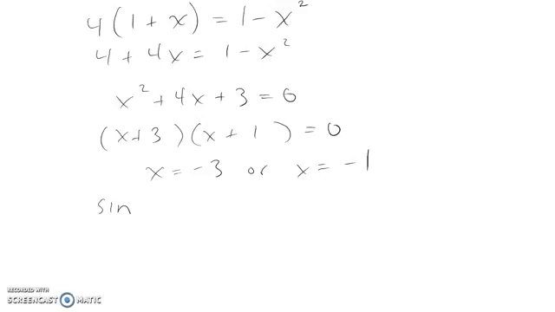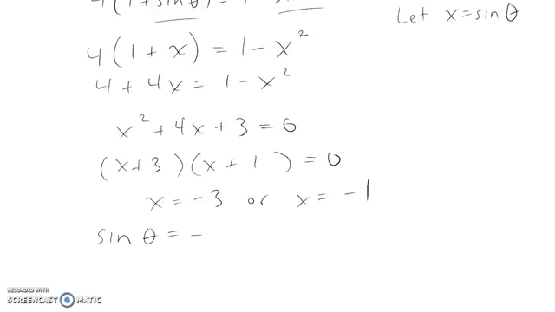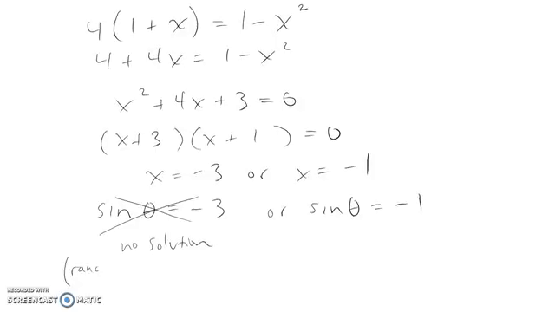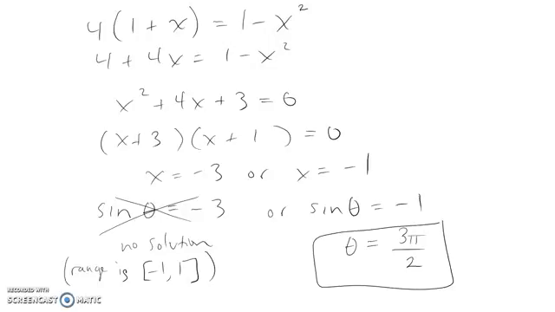Now plugging back in, remember that x was sine theta. I'm going to say sine theta is negative 3 or sine theta is negative 1. For this one, there's no solution. Why? Remember that the range of sine only gives us values between negative 1 and 1, and negative 3 is way below that. Which angle, again, we're only looking between 0 and 2 pi, has sine value equal to negative 1? Well, that's where the y value is negative 1 on the corresponding point on the unit circle. So that theta is 3 pi over 2. So we only get one solution, and this happens sometimes when you're solving these problems, that you get an extraneous solution.